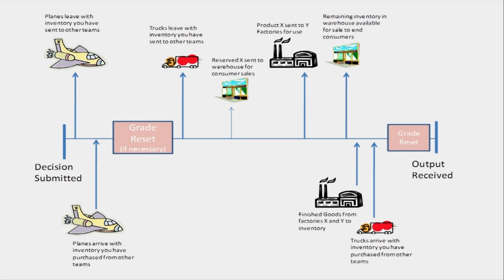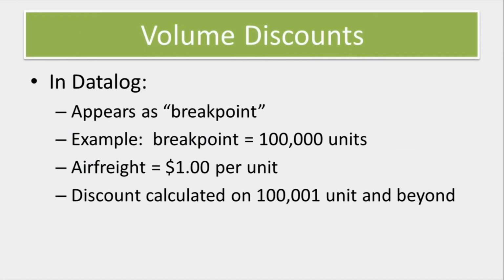So we've seen this diagram before. You can see that the planes are the first things to leave, and then the surface transport arrives later on in the period. Okay, and that's important to remember with respect to those standard and deluxe grades and what's saved in your inventory at that point.